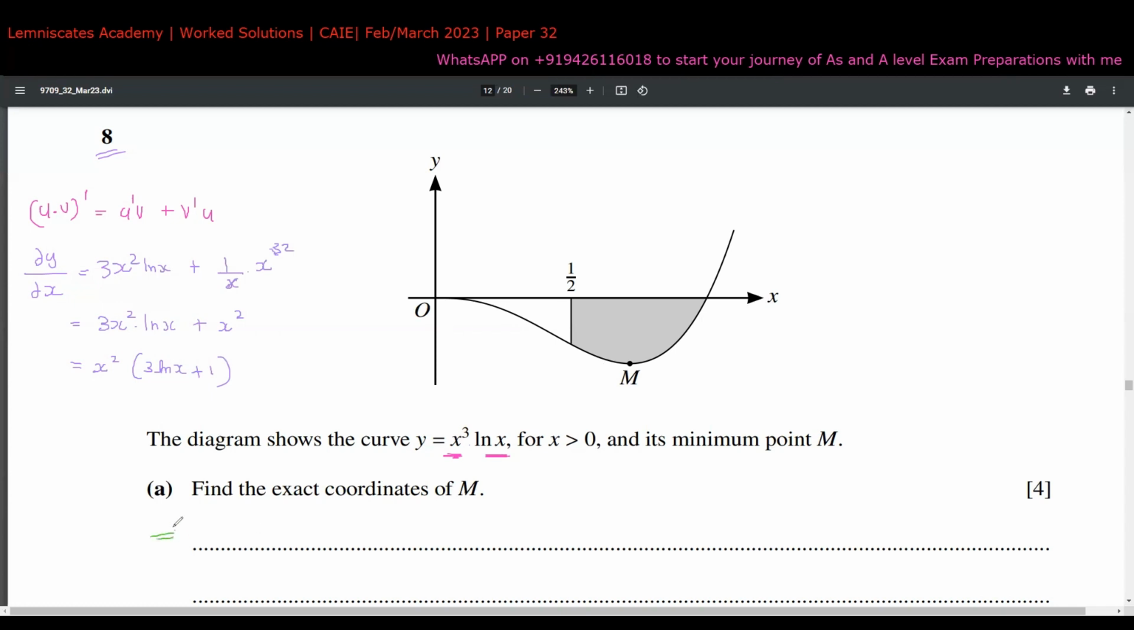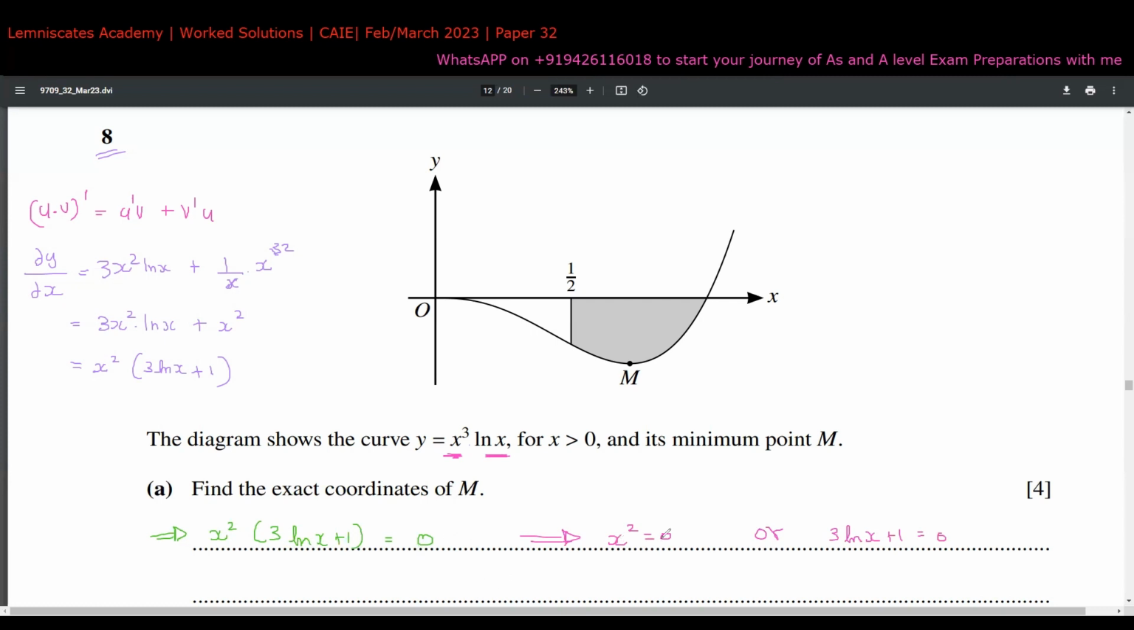Now I know that dy dx must be equal to 0 for the turning point. So I'm saying that x squared times (3 ln x plus 1) is equal to 0. Now there are two solutions from this. What are the two solutions? Either x squared is equal to 0 or 3 ln x plus 1 is equal to 0, because both of them are factors.